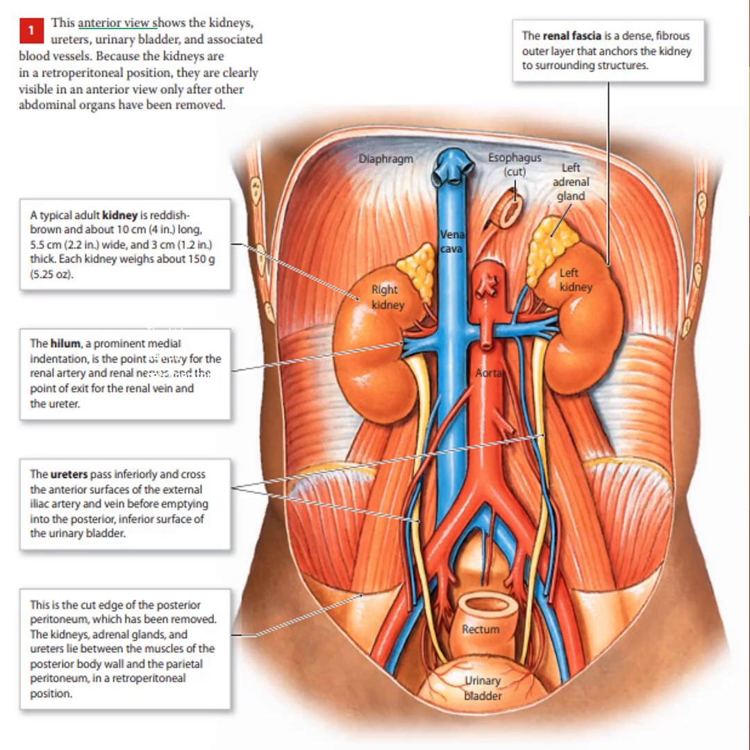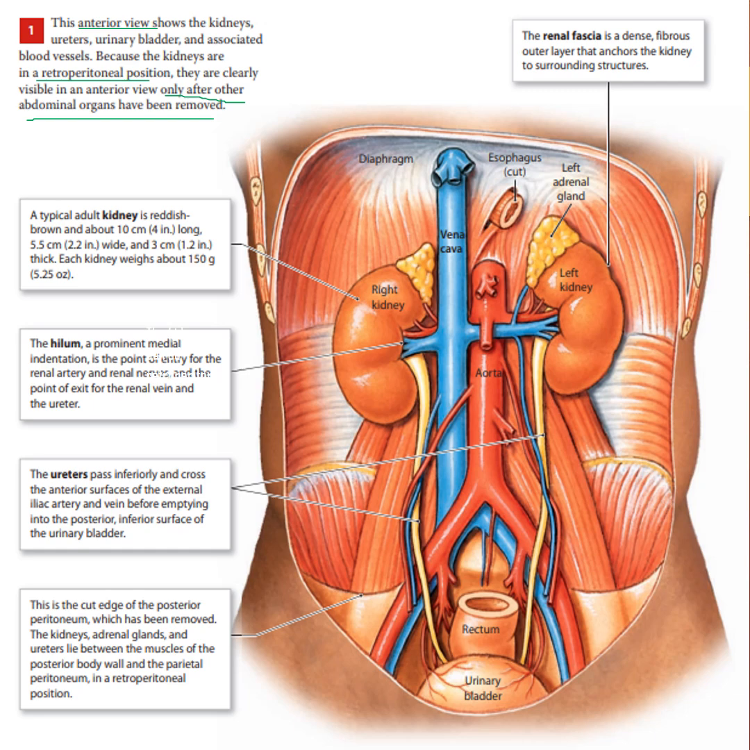This is the anterior view, showing kidneys, ureters, urinary bladder and associated blood vessels. Because the kidneys are in a retroperitoneal position, they are clearly visible in anterior view only after other abdominal organs have been removed. As you can see the urinary system in this image, we have removed the anterior abdominal structures like stomach, pancreas, liver, small intestine, large intestine, etc.